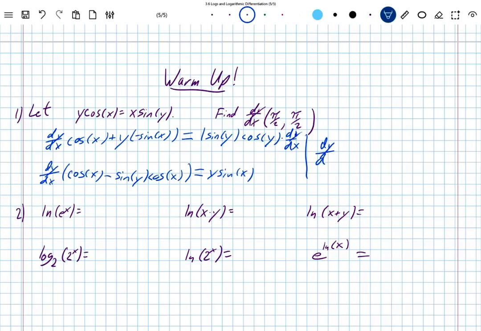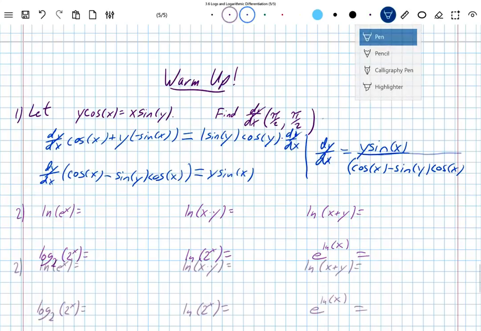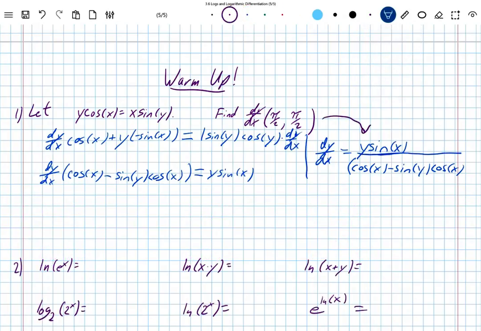dy dx is equal to y sine of x over everything on that left there. Whew, it's kind of big, but we can do it. Cosine of x minus sine of y cosine of x. Boom. Yeah, it's a little big, but it's not that bad. It didn't take that long. So we still need to plug in that pi over 2 to get an actual number out.